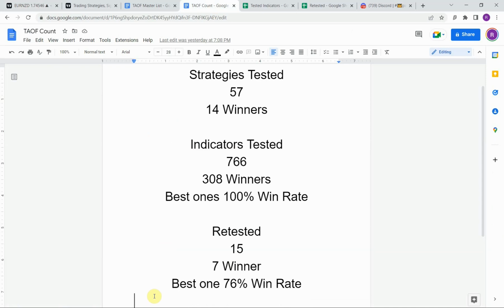Now you need to go back and watch those videos to understand the context of how they were able to achieve that. So go back and watch those videos and see what you can get out of those winning indicators. We've also retested in the advanced testing 15 of the winning indicators. 7 of them have been able to maintain the winning status. The best one is 76% win rate. Now keep in mind that we test most of these strategies and indicators on the Forex and crypto market, but they can be applied to just about any market universally.